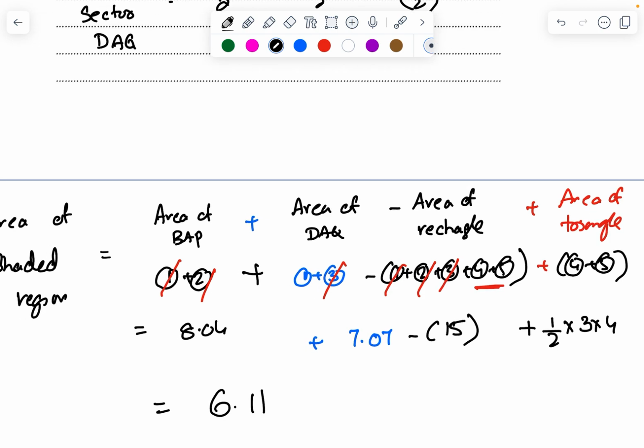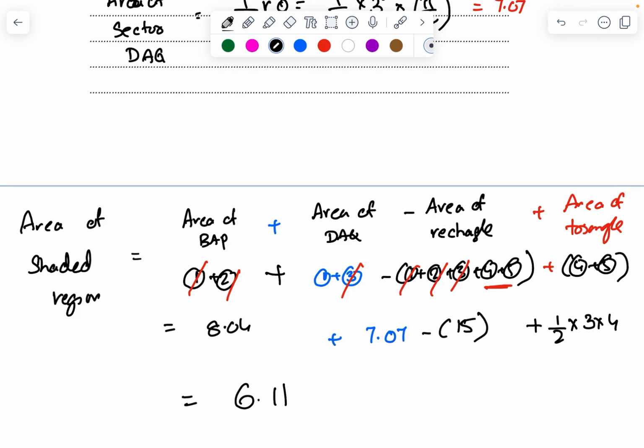So somewhat complicated. Add the two sectors, subtract the rectangle, then again add back the triangle. In that way, we get it out.